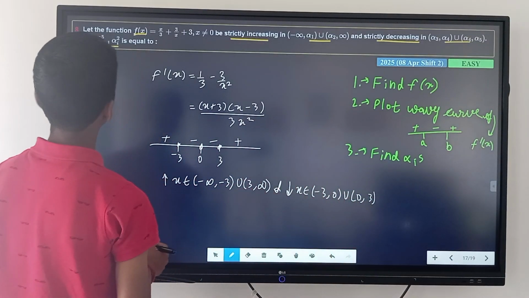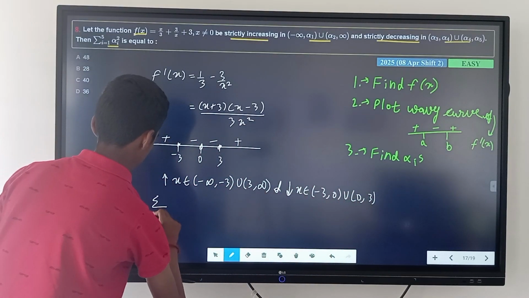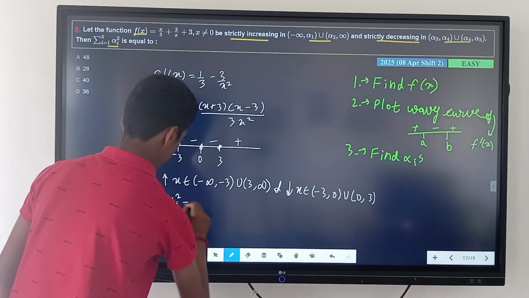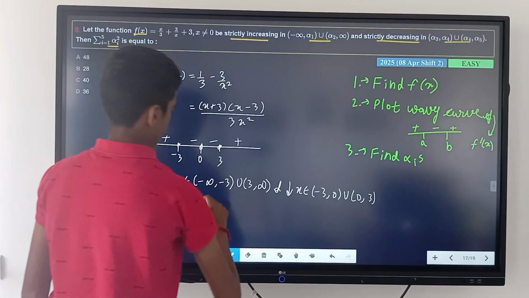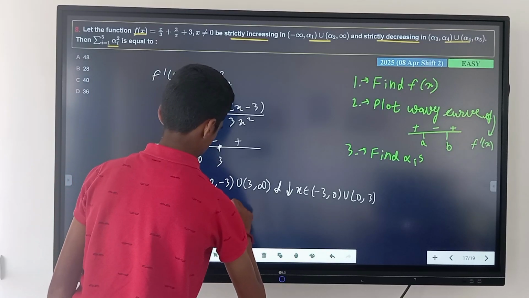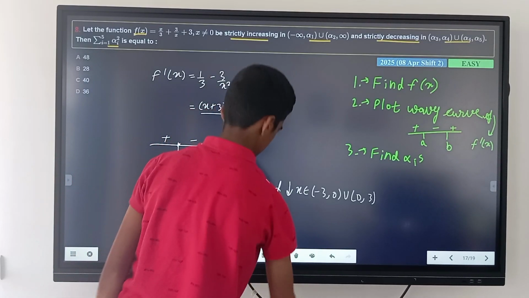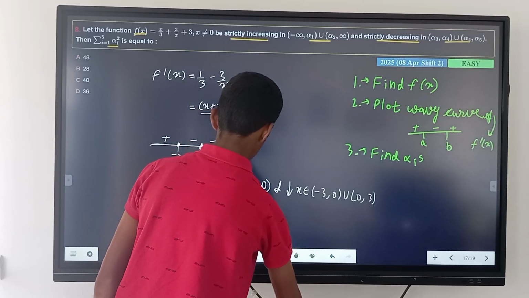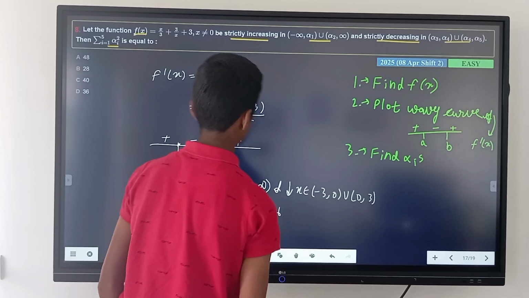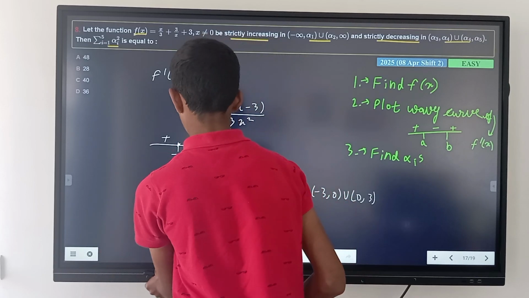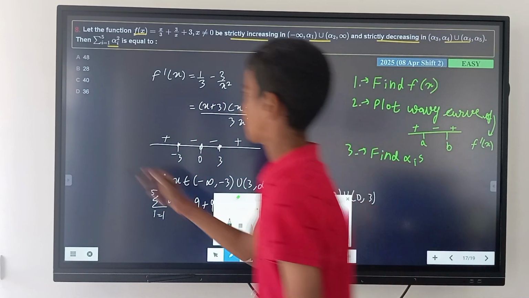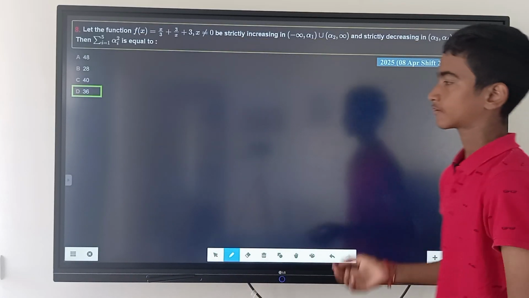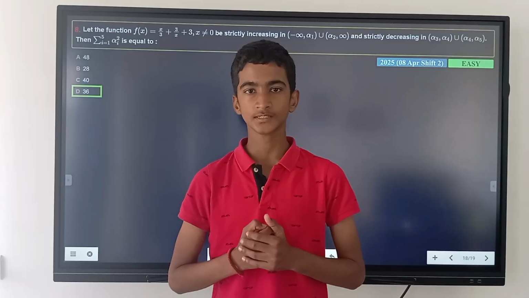So from here, according to the question, sigma i equals 1 to 5, alpha i square will be equal to 9 plus 9 plus 9 plus 0 plus 9. This is equal to 9 times 4, 36. From here, our answer will be option D. And here is our solution, and we can see that our answer is correct.